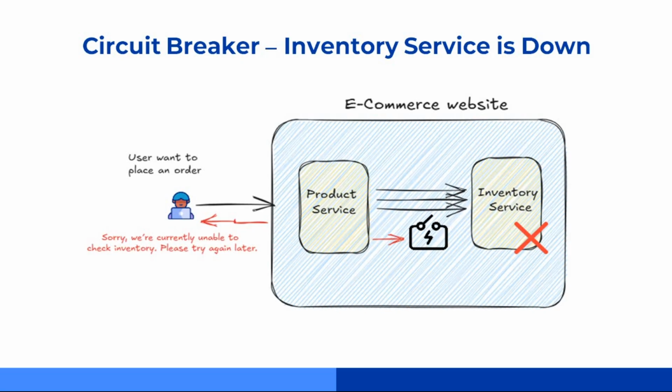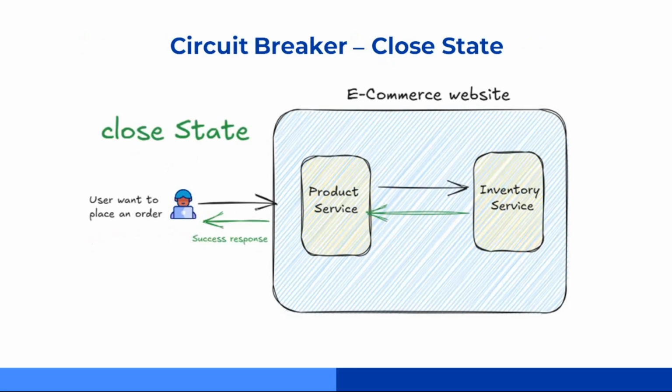Now to understand this fully, let's look at the 3 states of a circuit breaker in detail. First state is closed state. Everything is fine here. Example, user places an order, product service calls inventory, which responds quickly in 100 milliseconds. All good, requests are flowing and breaker stays closed. Failures are tracked in background, but as long as they are below threshold, nothing changes.